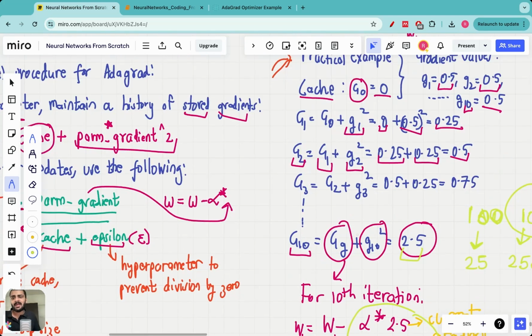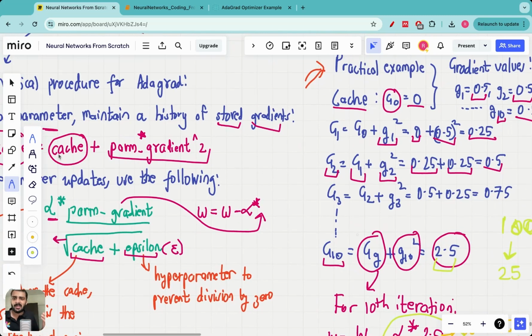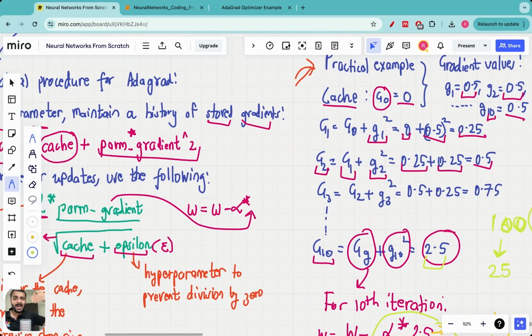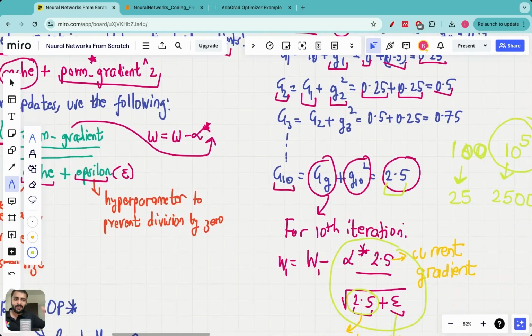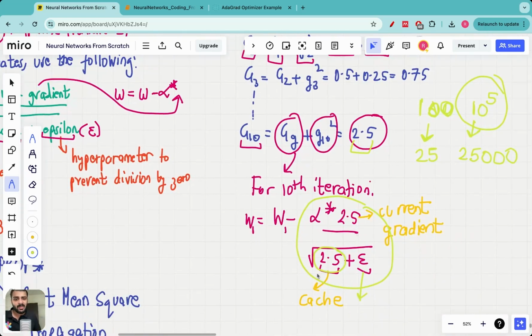What's happening in ADAGRAD is that the cache value is continuously increasing, right? Because we are adding the previous gradients. So the cache value is continuously increasing, which means this denominator is continuously increasing. So if we reach a particular stage, let's say at 1000 iterations or 10,000 iterations, where the denominator value becomes very high, the weights will not get updated at all, and so the learning will stagnate, the learning will not improve at all. This is the main disadvantage of the ADAGRAD optimizer. Please keep this in mind because sometimes this question is asked in interviews as well.